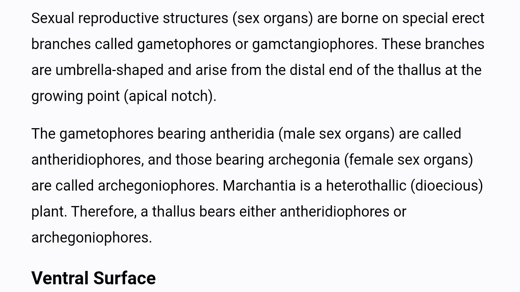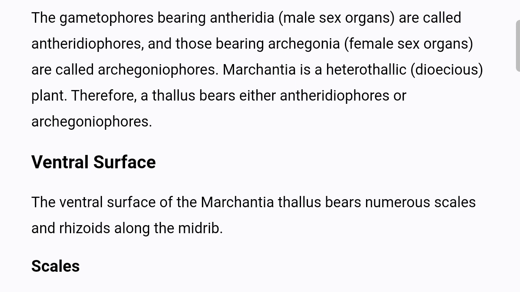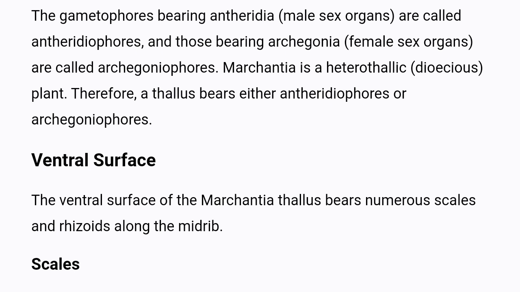These branches are umbrella-shaped and arise from the distal end of the thallus, at the growing point that is the apical notch. The gametophores bearing antheridia, that is male sex organs, are called antheridiophores, and those bearing archegonia, that is female sex organs, are called archegoniophores. Marchantia is a heterothallic, or dioecious plant. Therefore, a thallus bears either antheridiophores or archegoniophores.